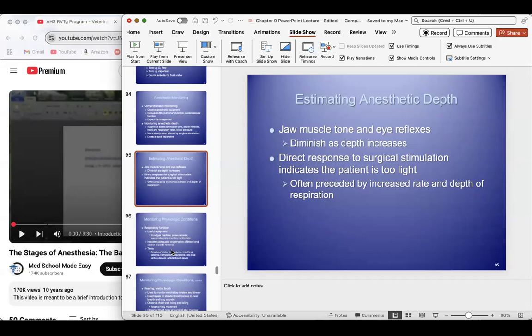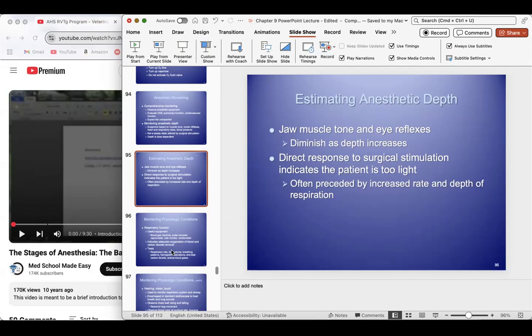Again, main things that we look at is, of course, we're going to look at the vital signs. We're also going to look at things like jaw tone, eye reflexes, and those things will diminish as the depth increases. So as they get deeper into anesthesia, their muscles will relax, their jaw tone relaxes, their reflexes stop.